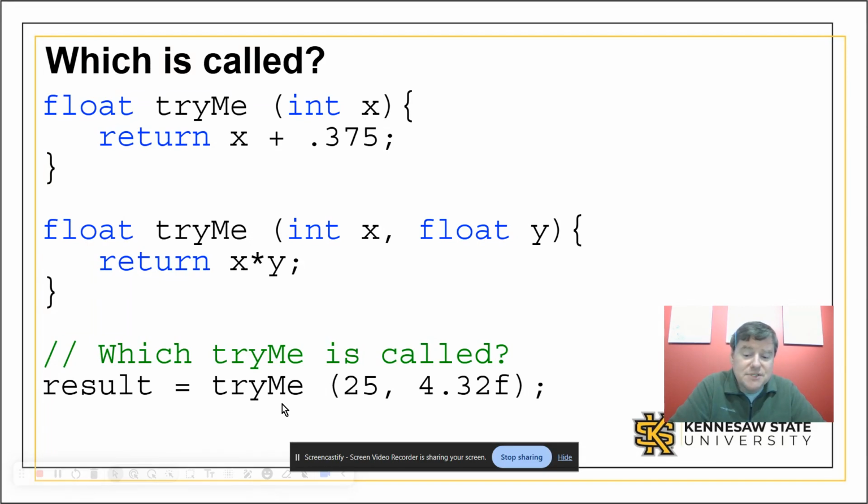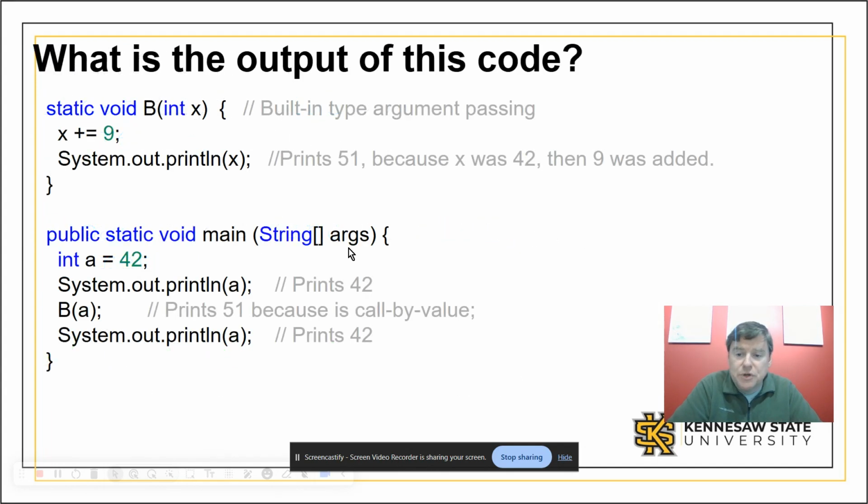If I say result is equal to try me 25 4.32f, then it's going to call this one, which is x times y, because the 25 is an integer and this is a float, and since that matches an int and a float in that order, it calls this one. It will never call this one with this code unless I pass it just a single int. So it looks at the type of the parameters, the order of the parameters, and the number of the parameters, and it matches the one that matches. If none match, then it gives you a compiler error because it doesn't know which one to call.